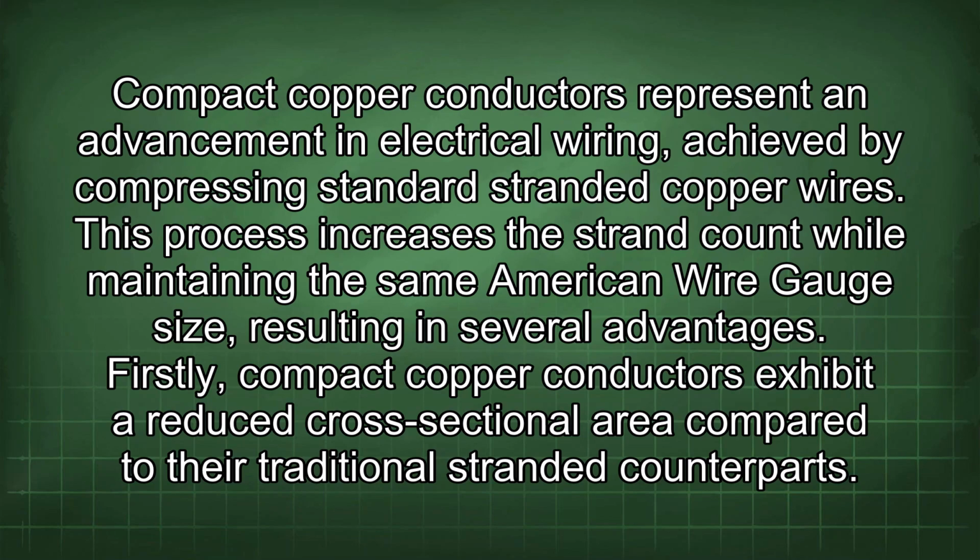Compact copper conductors represent an advancement in electrical wiring achieved by compressing standard stranded copper wires. This process increases the strand count while maintaining the same American wire gauge size, resulting in several advantages. Firstly, compact copper conductors exhibit a reduced cross-sectional area compared to their traditional stranded counterparts.